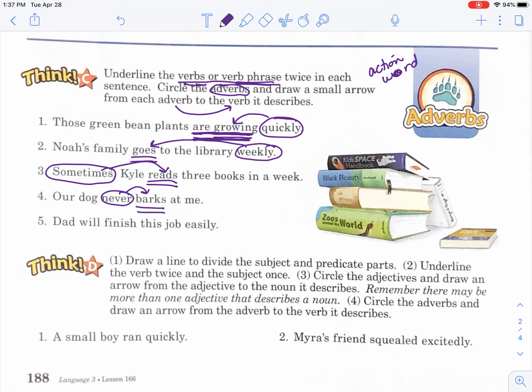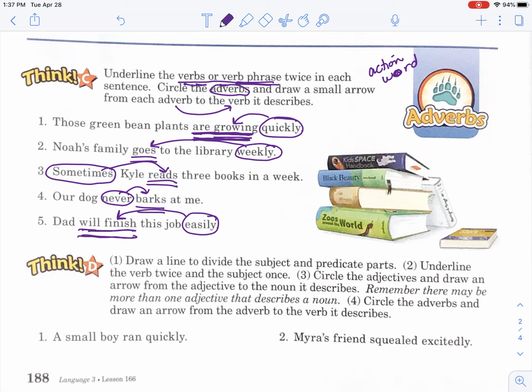Dad will finish this job easily. Dad will... Oh, I see, will. Will what? Will finish. Two words there. It's a verb phrase. Will's the helping verb. How will he finish this job? This job is not it. How will he finish the job? He will finish easily. This is all review, boys and girls.